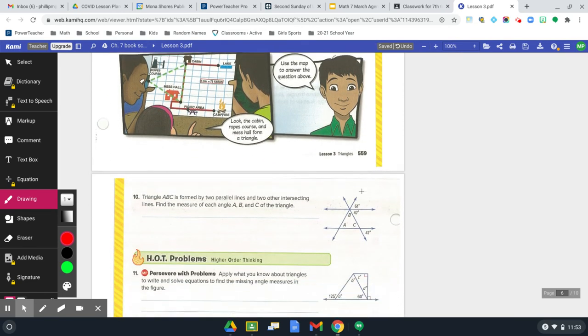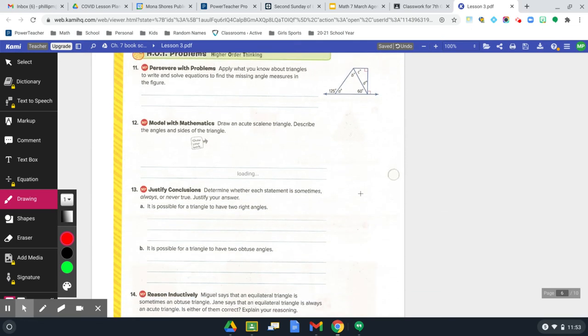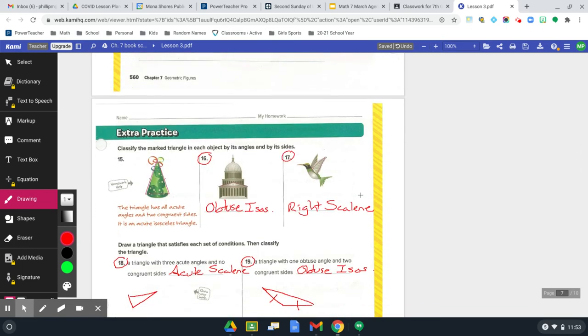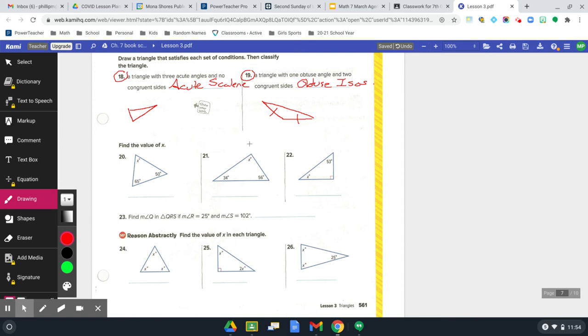So you're going to try a few. You're going to go to the extra practice. And so on page 561, you try 20, 21, 22. When you're all set with finding that third angle that's missing, you'll unpause the video and check answers. So pause right now, do those three, I'll meet you back with the answers.